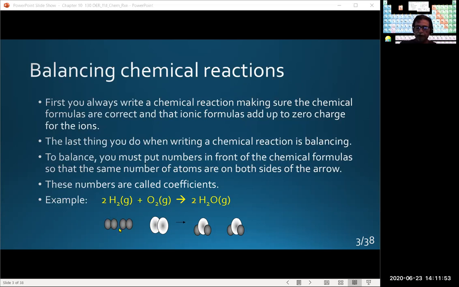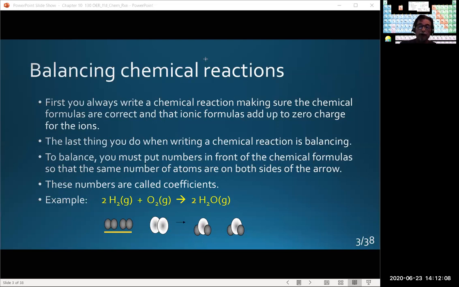So you can see we have 2 diatomic hydrogens. Let me make sure I have the right one here. Okay, a total of 4 hydrogen atoms. Over here on the product side, we still have 4 hydrogens. They're denoted by the dark color. Okay, but they're in the form of water. They're incorporated into water, but there's still 4 of them.